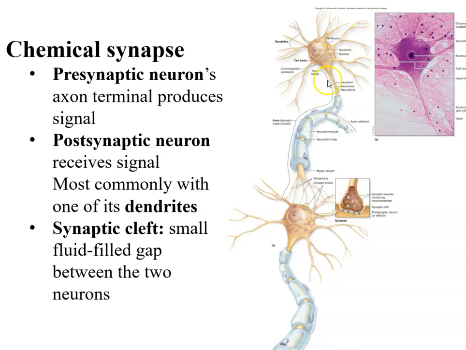The presynaptic neuron's axon is what produces the signal. It releases neurotransmitters. Those neurotransmitters move across the synaptic cleft, and then they bind to receptors on the dendrites. Most commonly, the dendrites are what receive the signal. Remember that the synaptic cleft is this area here, and it's a small fluid-filled gap between both these neurons.